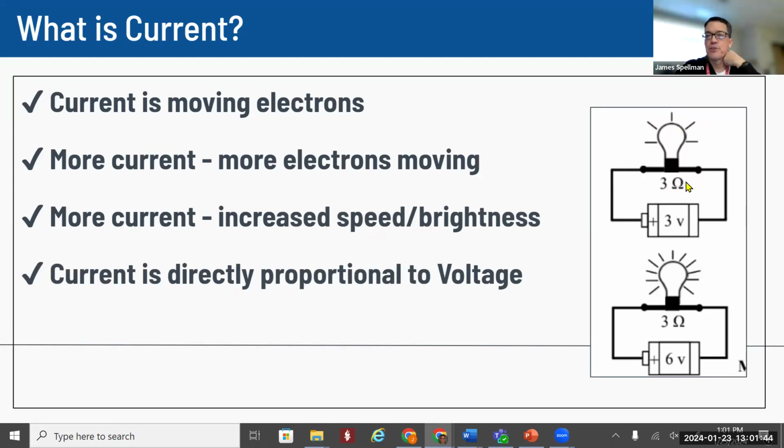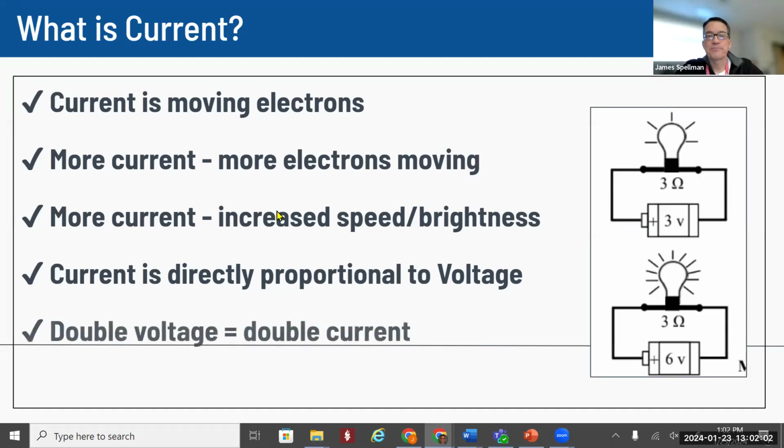So in this illustration, comparing top to bottom, the only difference is the bottom one has a 6-volt battery, the top one has a 3-volt battery. And you'll notice the bulb on the bottom is brighter than the one on the top. So more voltage results in more brightness because more voltage results in more current. So mathematically speaking, if you double the voltage, you double the current.